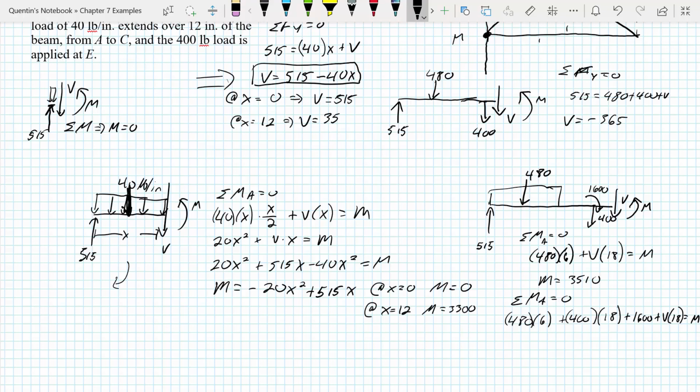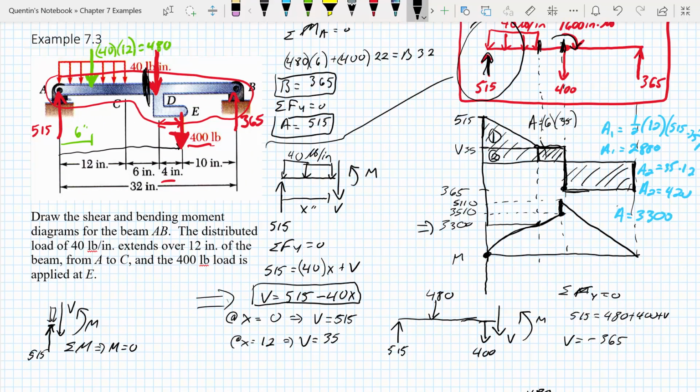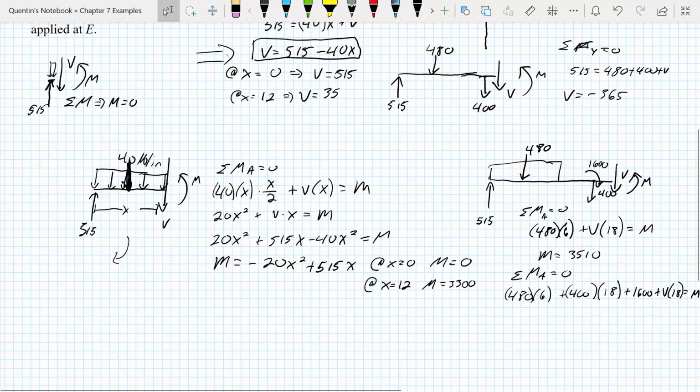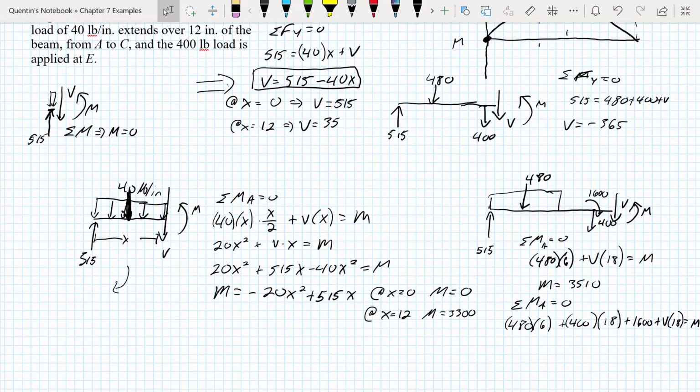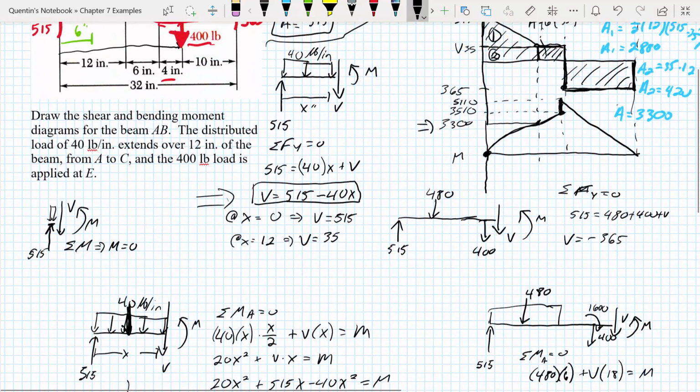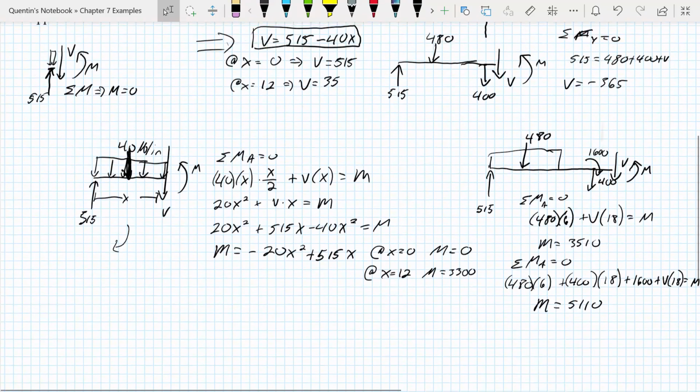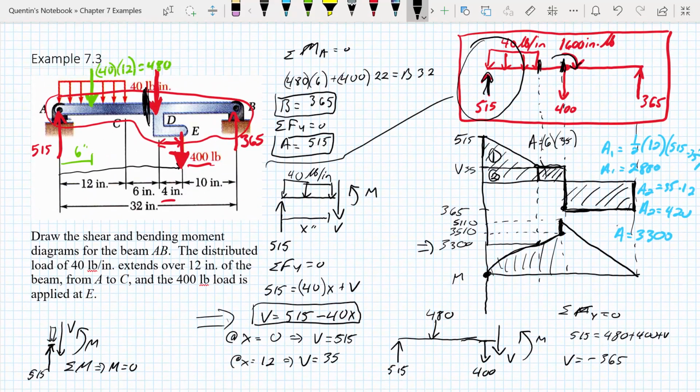So what is V at this point? Now remember, we're talking at this point right here. We just came over to this point right here. And what is V? It is minus 365. So if you go through and crank this out, it's 480 times 6, and then 400 times 18, and then plus 1,600. And then now you have V of minus, what do we say, minus 365. So 365 times 18, and add them together, and the moment is 5110, which is what we figured out there by adding that discontinuity there. So it works out. So there you go. So that is the shear force and bending moment diagram for this problem.